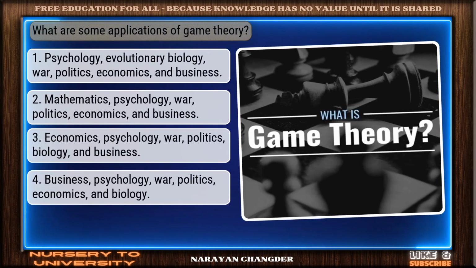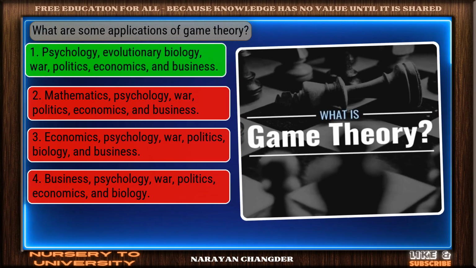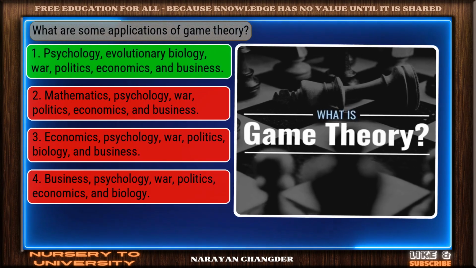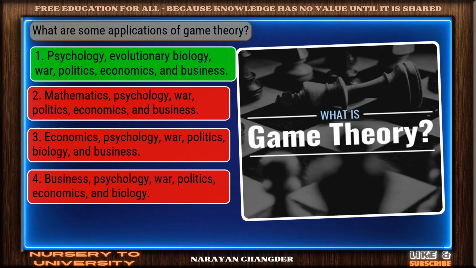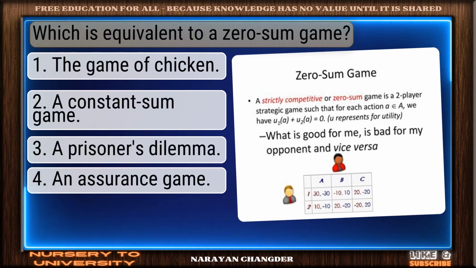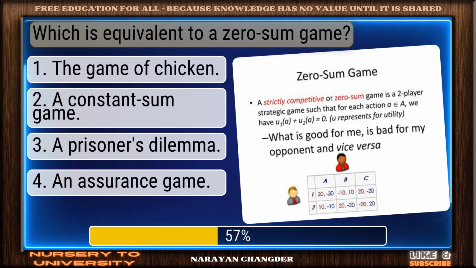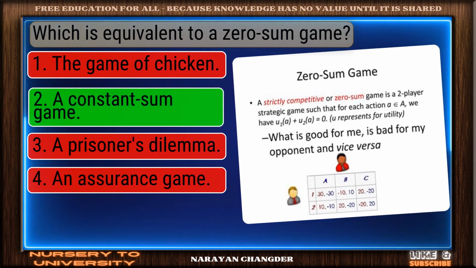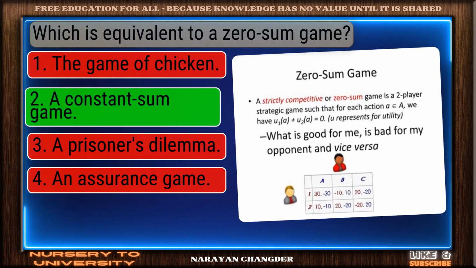What are some applications of game theory? Sharp thinking, psychology, evolutionary biology, war, politics, economics, and business is the right choice. Which is equivalent to a zero-sum game? Well done. A constant sum game is the right choice.